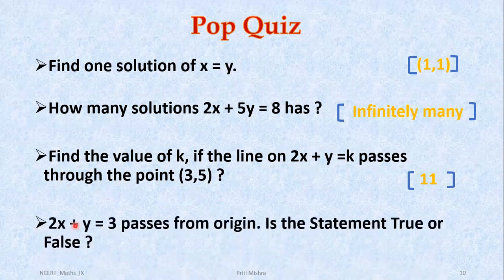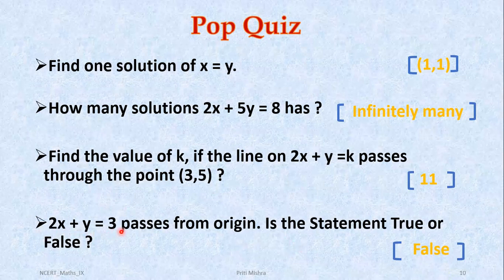The next question is: 2x plus y equals 3 passes through the origin. Is this statement true or false? Yes, you have to find out whether this is correct for the given line. So the answer is false. This statement is false because an equation of this kind can never pass through the origin.